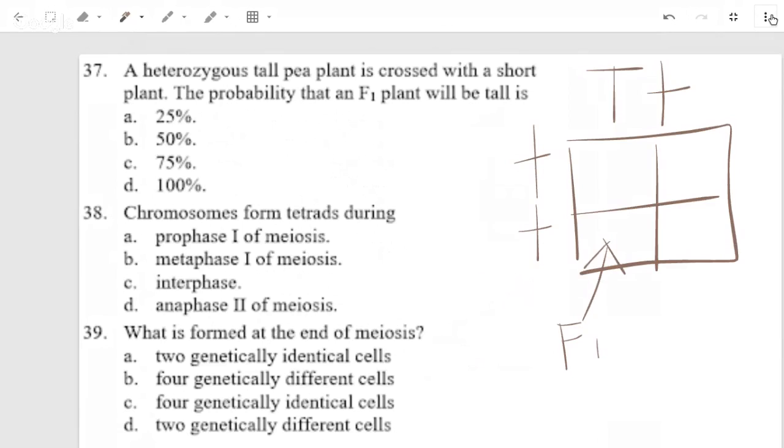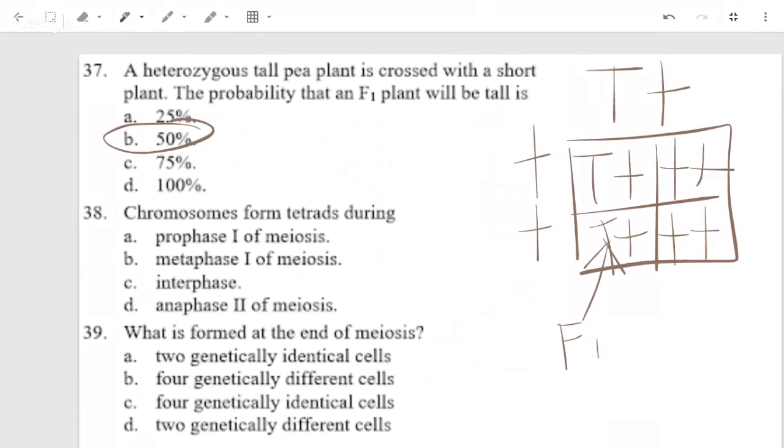F1. So what are the chances that these guys are going to be tall? We got big T, little t. We got big T, little t here. We got little t, little t, little t, little t. According to the handout, it says 37 is B, and that makes sense when we look at it because half of these guys are tall and half of these guys are short. So that makes sense.